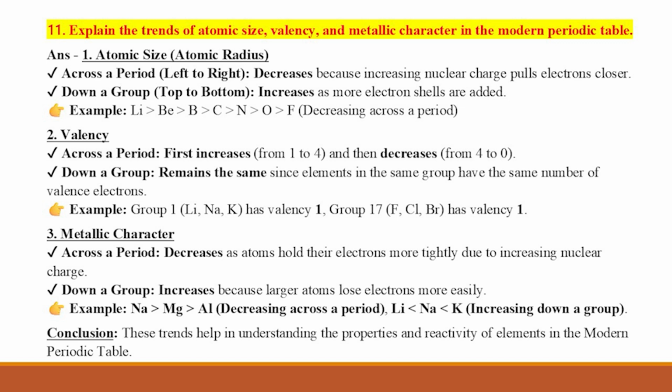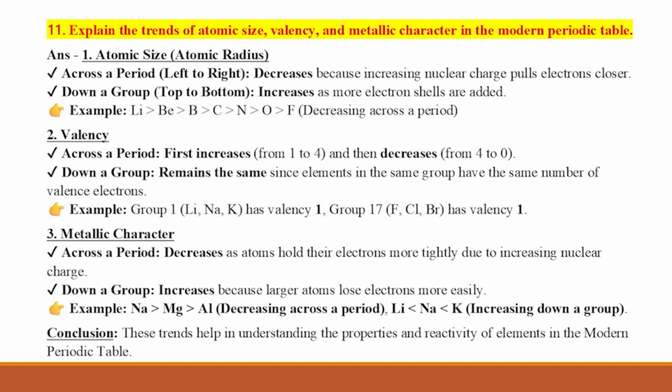Example, Li, Be, B, C, N, O, F, decreasing across a period. 2. Valency. Across a period, it first increases from 1 to 4 and then decreases from 4 to 0. Down a group, it remains the same since elements in the same group have the same number of valence electrons.